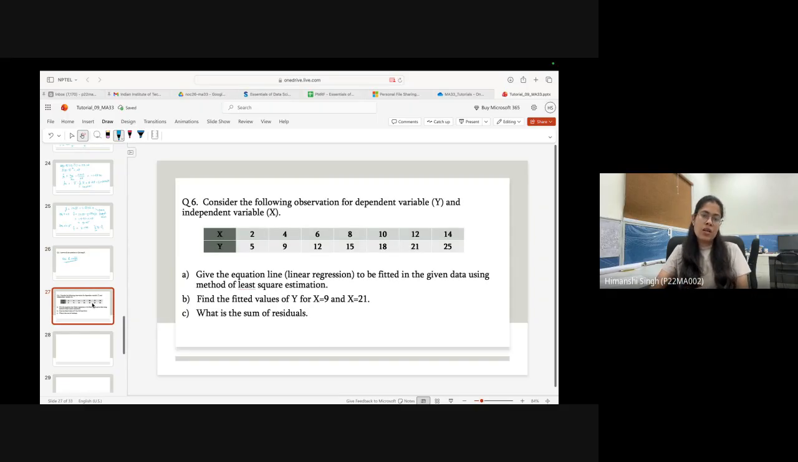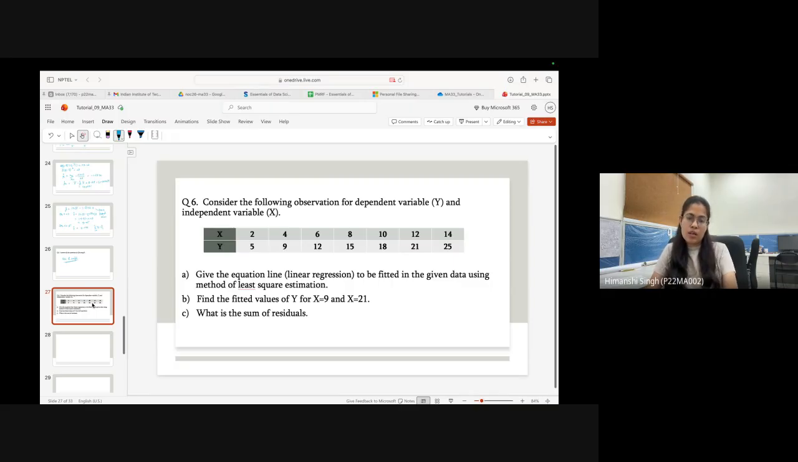Fine. Okay, so the next question is the same kind of question, but the data has a different kind of trend. Here the data is x equals 2, 4, 6, 8, 10, 12, 14. So when x is increasing, the values of y are 5, 9, 12, 15, 18, 21, 25. So the values of y are also increasing.